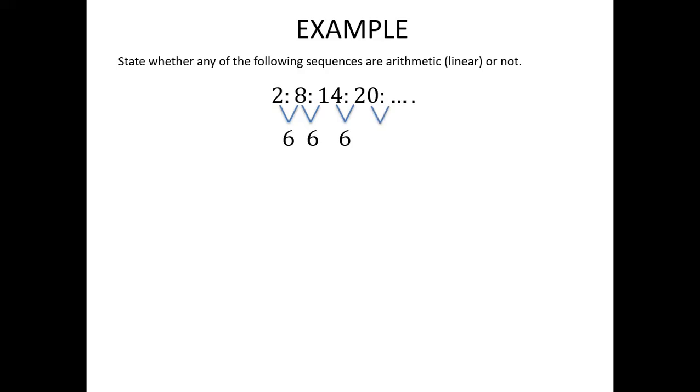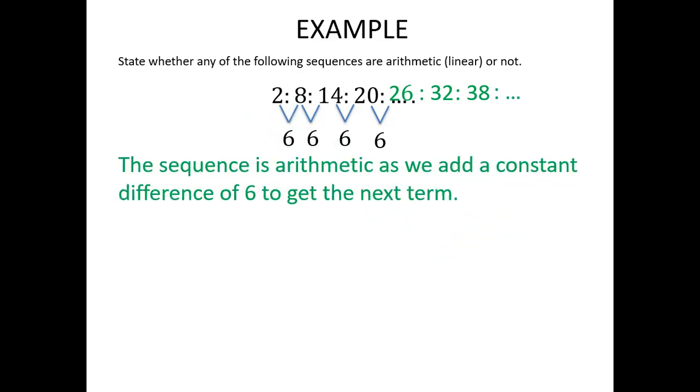Obviously, after 20, the next term will be 26, okay? And it goes on and on and on. You keep on adding 6, and that'll give you the next terms. Because we keep on adding a constant common difference, that sequence will be arithmetic. Right? That sequence will be arithmetic.